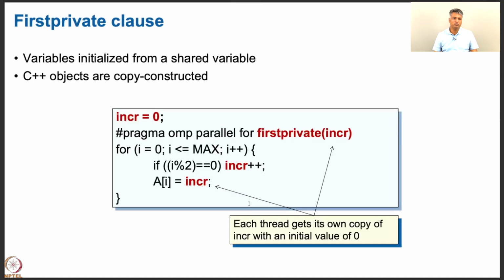So, we have to initialize the variable correctly, and for that we use the clause firstprivate. When we say firstprivate, and in this case firstprivate is assigned to the variable incr, each thread gets a copy of incr, which is then initialized to this value 0, which has been written upward. So, each thread now has a correct initialized value, and the computation can proceed correctly.